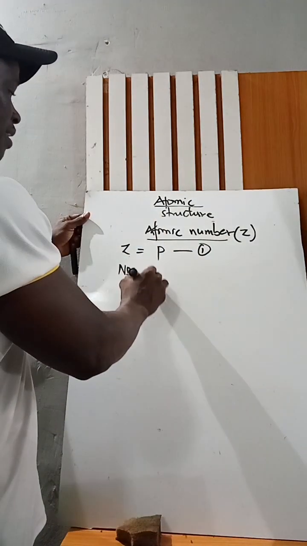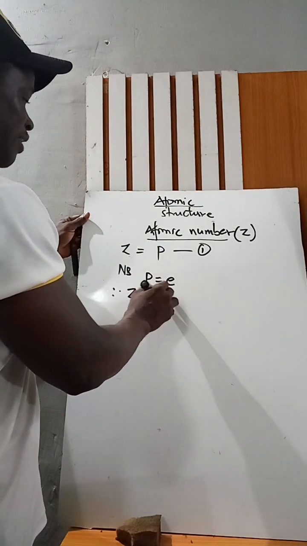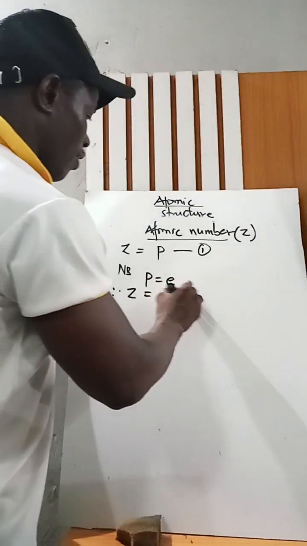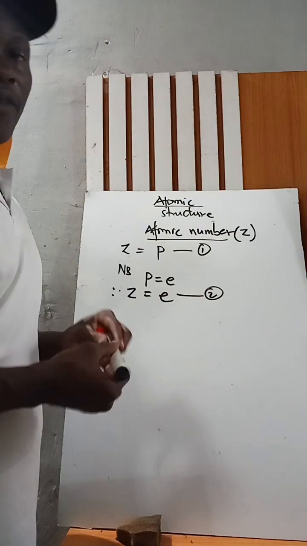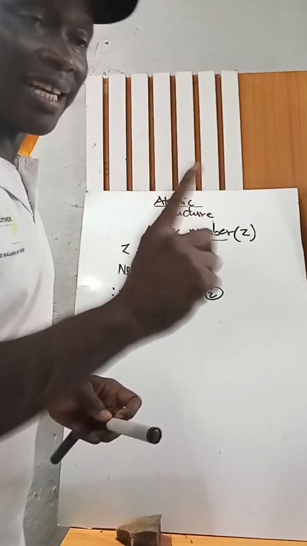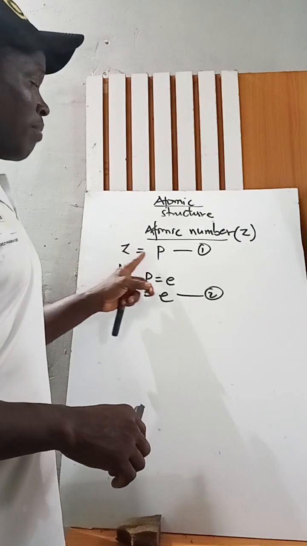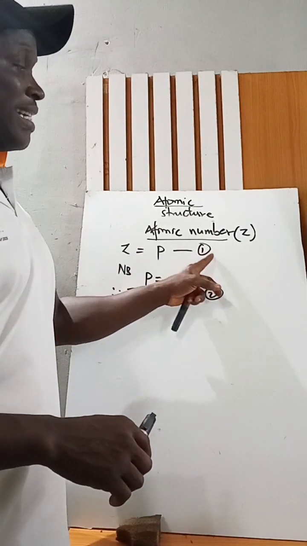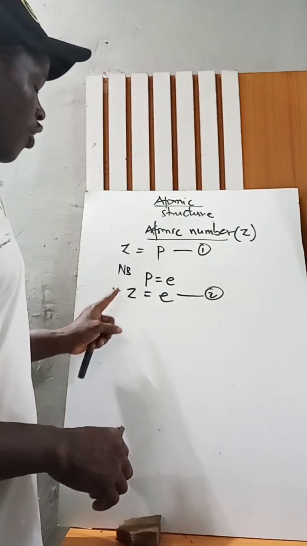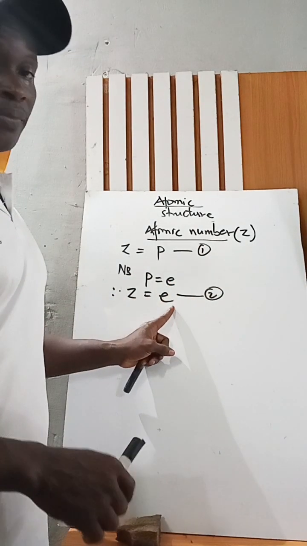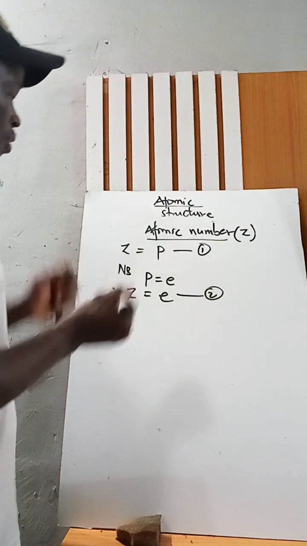So if that is the case, if P is equal to E, therefore Z is equal to E. I call that one equation 2. So it means that atomic number can have 2 definitions, one with a condition. The first definition is the number of protons present in an element or an atom. Or it is defined as the number of electrons, provided that proton and electron are equal.